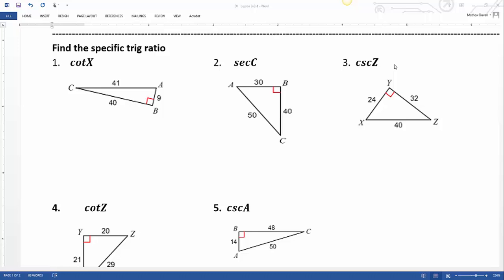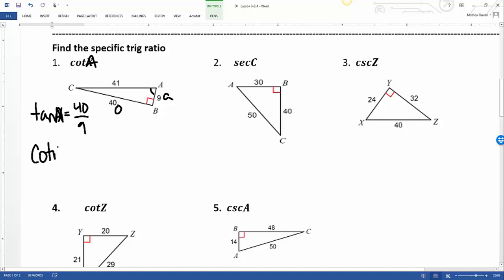Alrighty, so finding the specific ratio. So it says cotangent of x. So I know that cotangent and tangent are reciprocals. So tangent of x is going to be, from this, we'll say tangent A. So for tangent of A, from this angle, I know that this is opposite and this is adjacent. So that means the cotangent of A, all I have to do is just flip it.